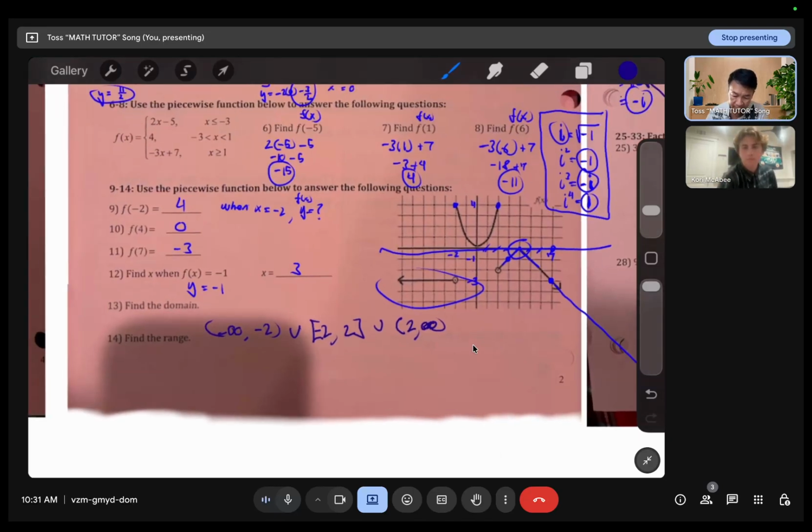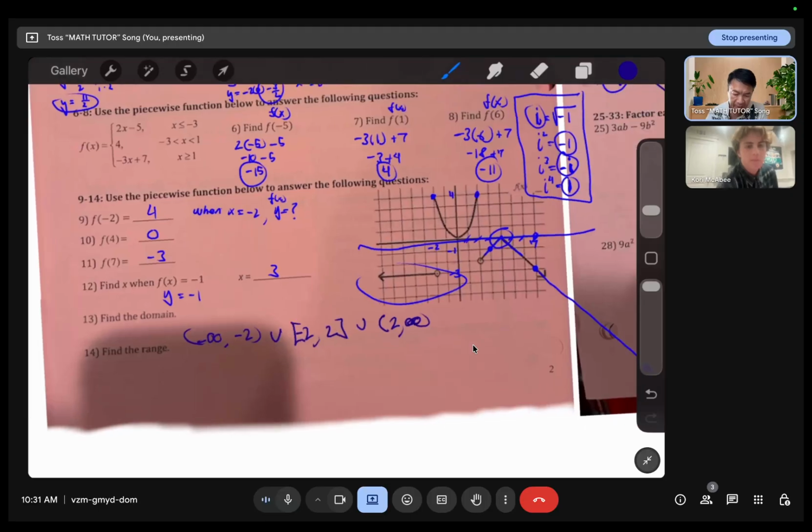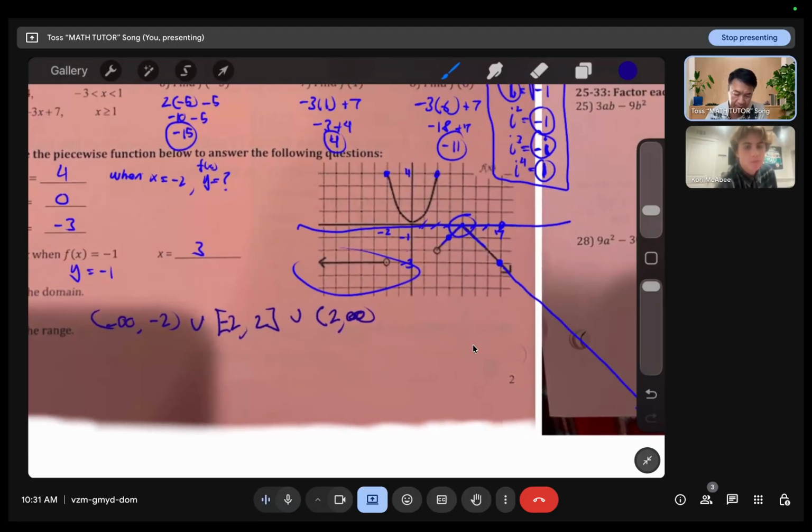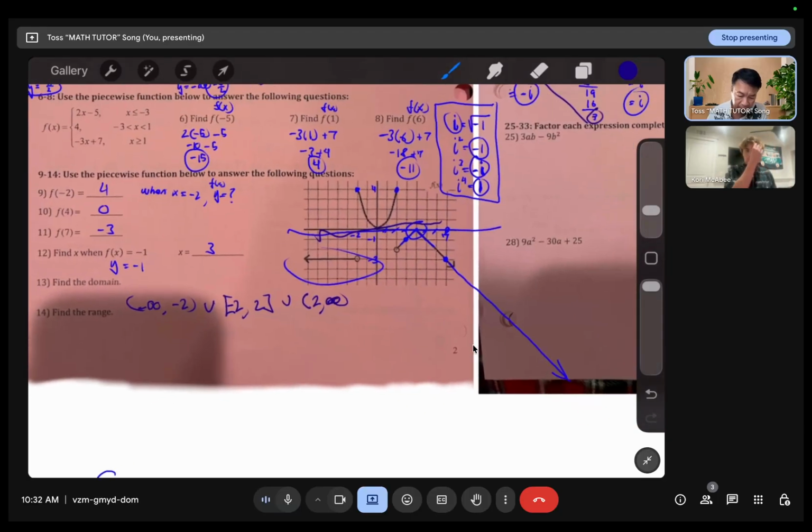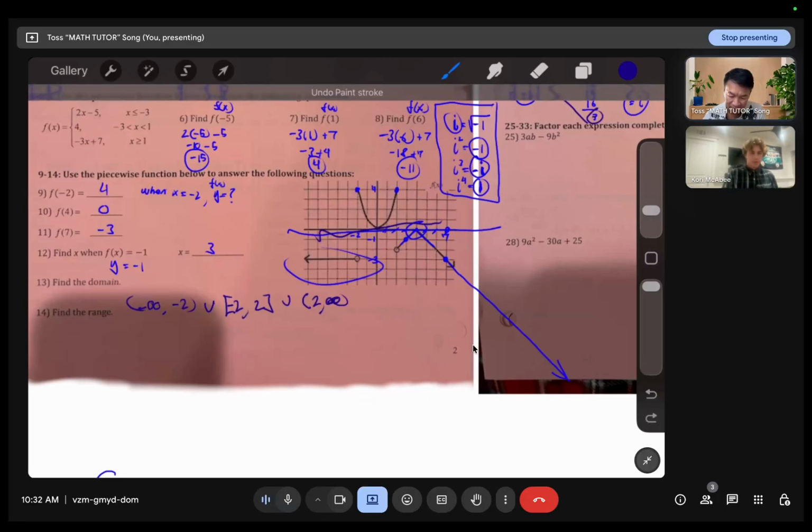Now the range, okay, have a look. It's easier than that. The range is that when there are cuts or anything, you don't account for it, you don't care. So we were talking about from way down on the bottom, but don't forget it stops at 4. It's not all real numbers, right? Look, it stops at 4, the y value. So the range is going to be from negative infinity all the way to 4.